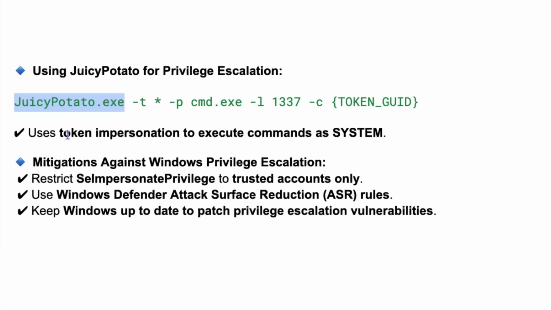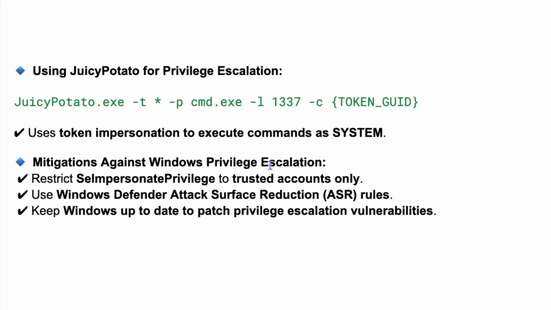But essentially what it does is it uses token impersonation to execute commands as the system, and the placeholder here is the token GUID, so you would need to get that GUID, and then the command line executable, the terminal, is going to be executed with the token that you are impersonating, so that you can get system level privileges. So essentially you would be launching the command line terminal with the token GUID that belongs to the system, right? So if you can impersonate the system, then you can launch something like this and launch the terminal with system level privileges.